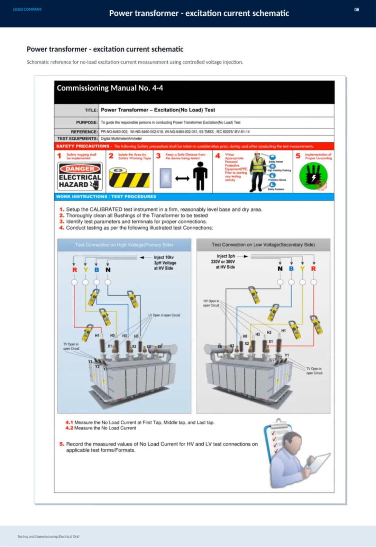Here we have the schematic for measuring power transformer excitation current during no-load conditions, using controlled voltage injection. This method is crucial for accurate assessment of the transformer's excitation characteristics without applying load. By injecting a controlled voltage, we can precisely evaluate the excitation current, which helps identify any anomalies early in the commissioning process. Understanding this schematic is fundamental to ensuring reliable transformer operation in the electrical grid.